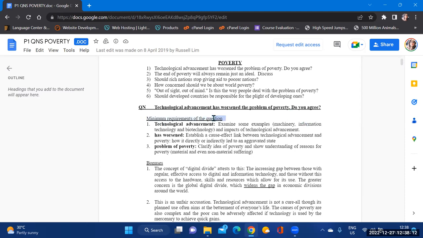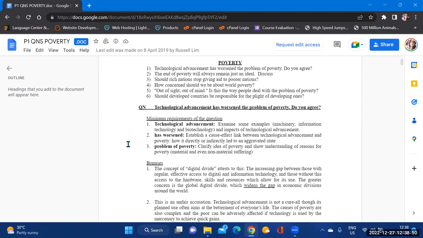Minimum requirements of this question that students should address is the definition and examples of the key terms of the question. Example, technological advancement. Examine some examples: machinery, information technology, biotechnology, and impacts of technological advancement on poverty. Has worsened, this phrase. Establish a cause and effect relationship between technological advancement and poverty. How it has directly or indirectly led to an aggravated state of poverty.